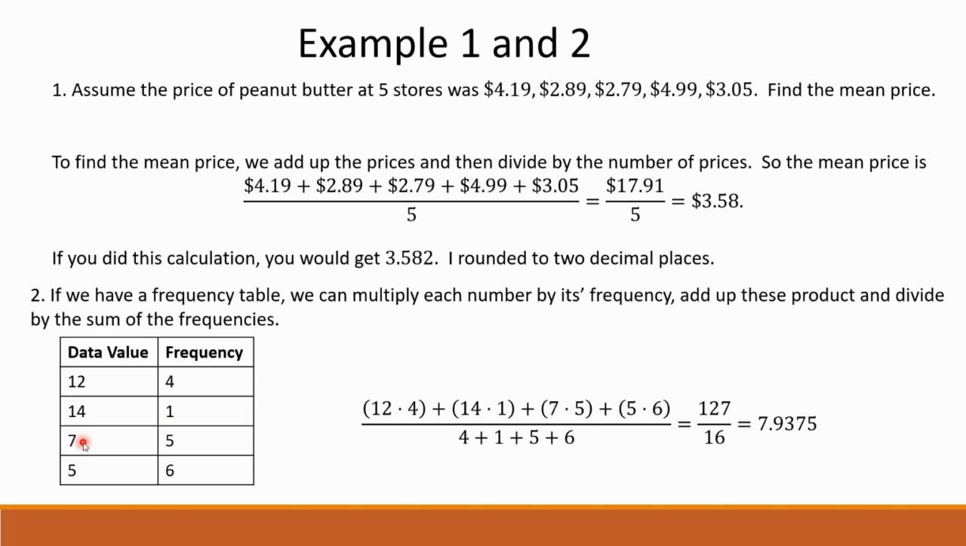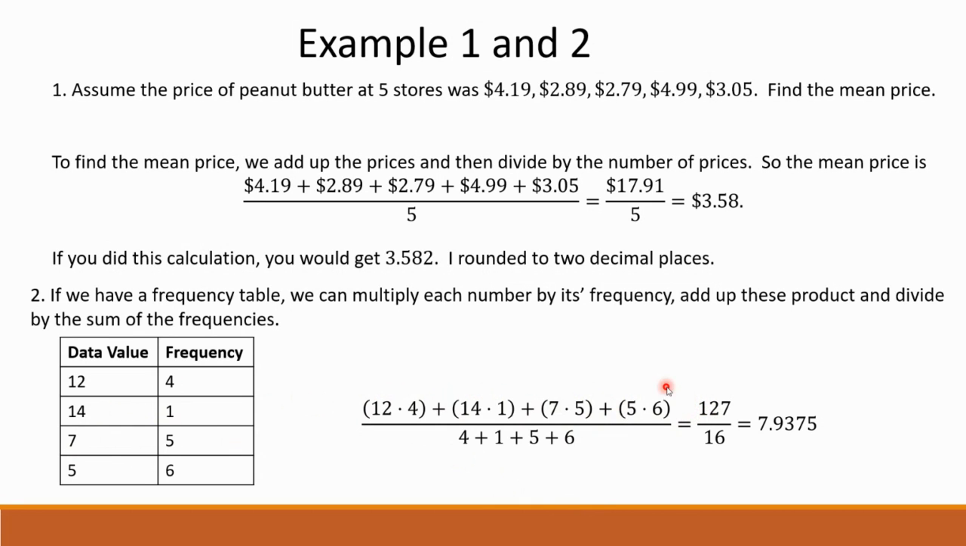7, we could list it 5 times and add up the results. We don't have to. We just do 7 times 5. Same thing with 5. You can list 5 6 times, and then just add up the results. We don't have to. We could just multiply. That's what I'm doing here. So for each of those products, I'm going to add. That's the sum of the data values, which in this case is 127.